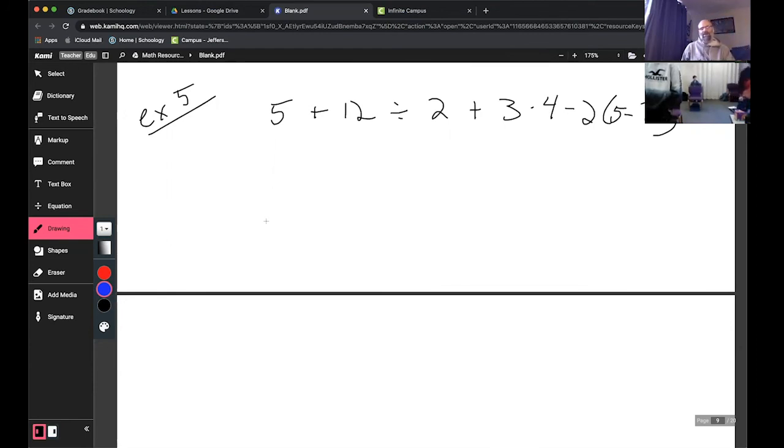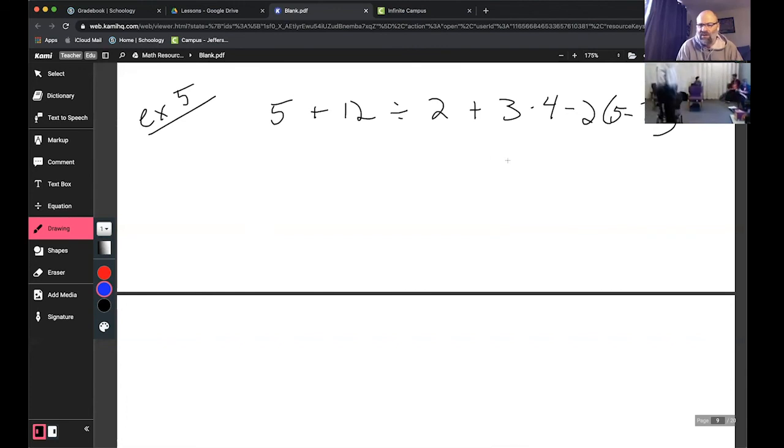You can try it in your head if you want, but it's a lot safer, and if you're taking a test, you should definitely write it out. But you can always try it in your head and see how well you do. Seventeen. Yeah, 17. Nice. All right, let's see how we did.